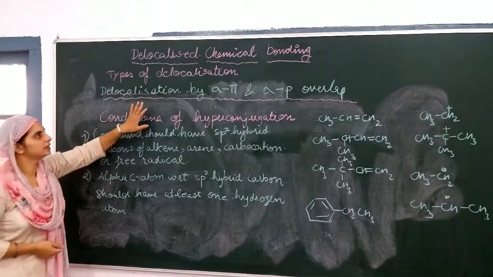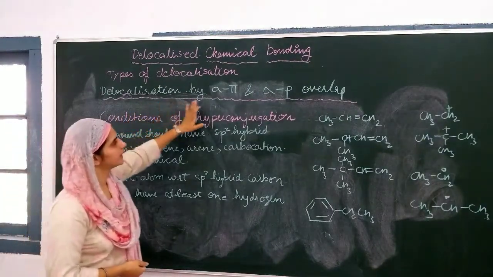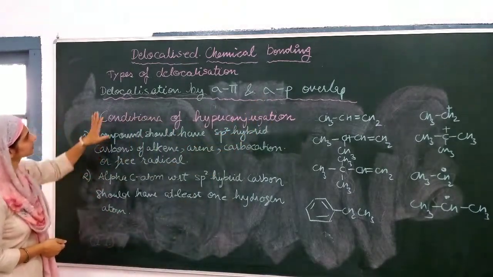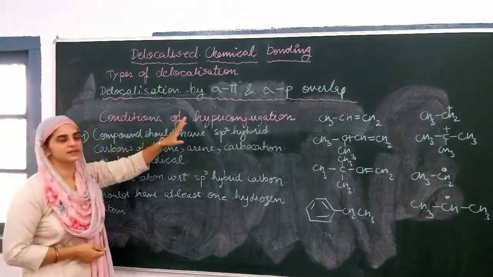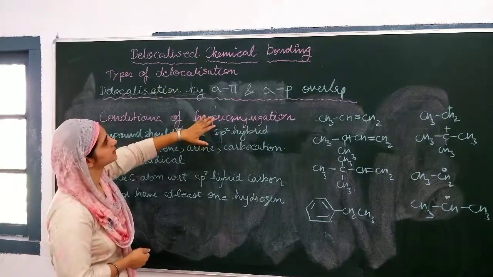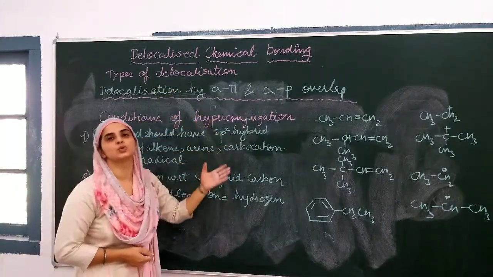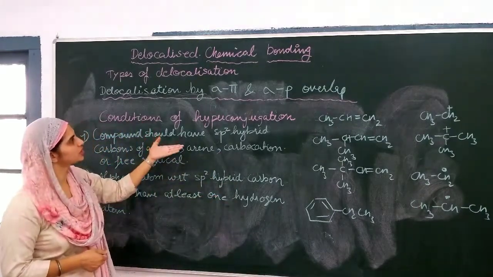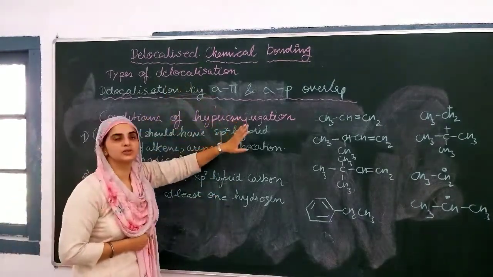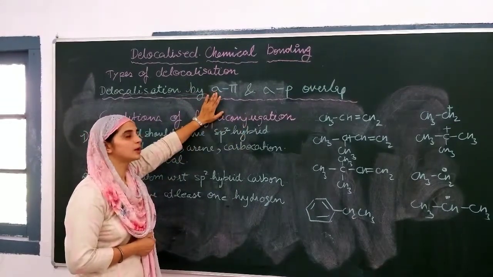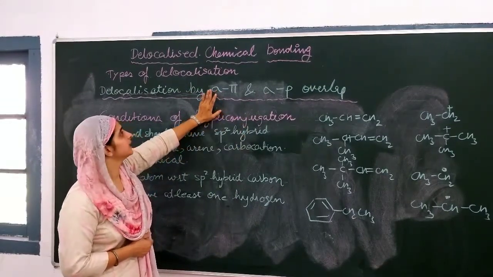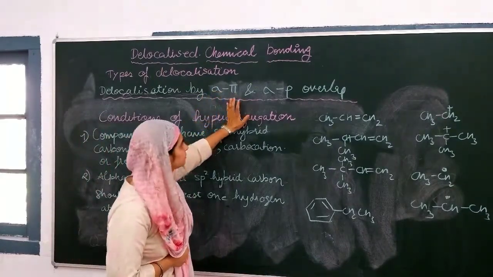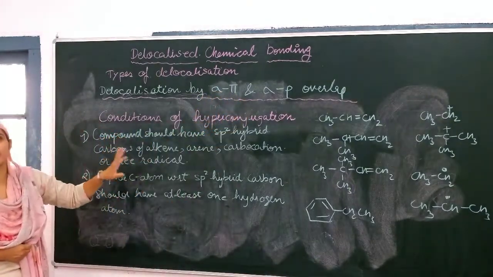So I am explaining the delocalization by sigma-pi and sigma-p overlap together. As we have discussed previously, sigma-pi and sigma-p overlap lead to hyperconjugation. So in hyperconjugation, the alkyl substituents which contain the sigma orbitals or sigma bonds act as a donor of electrons to the pi orbitals. So there are two conditions of hyperconjugation.